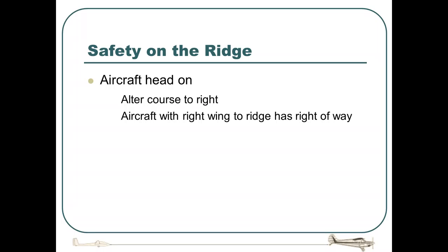So if you're flying with your right wing to the ridge or to the mountain slope, you've got nowhere to go in the normal way of diversion to the right. The aircraft coming towards you has to divert and allow you through on the inside. So the aircraft with a right wing to the ridge has right of way. Aircraft always pass each other on the inside of the ridge. So if you're the faster aircraft, you get in between the slower aircraft and the ridge when you pass. That's another rule of flight safety on the ridge.